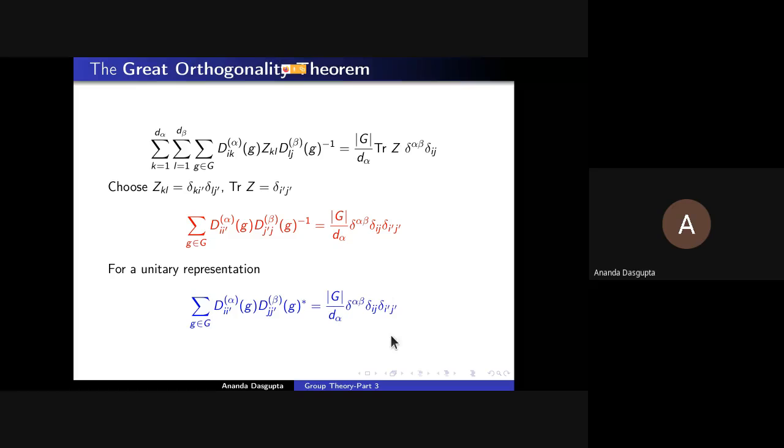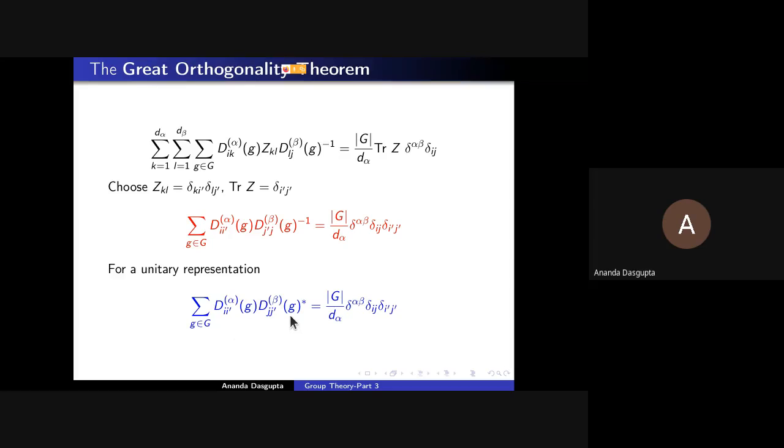Do I put i equals i prime and j equals j prime? It will become delta ij. I hope this is visible. Delta ij. It's delta ij times delta ij, which is of course just delta ij. Now, next, but what happens to the left hand side?